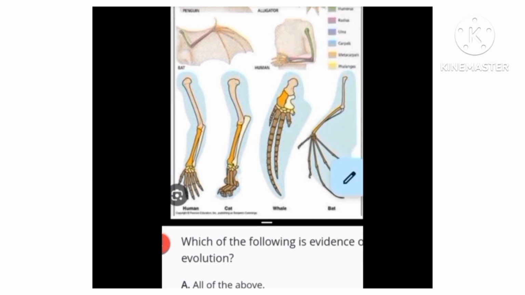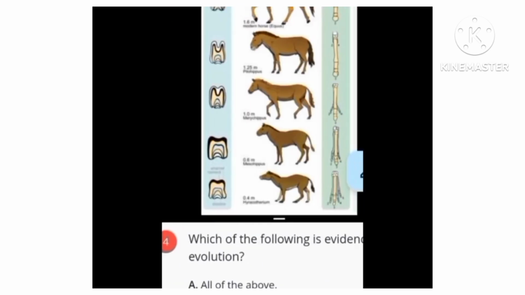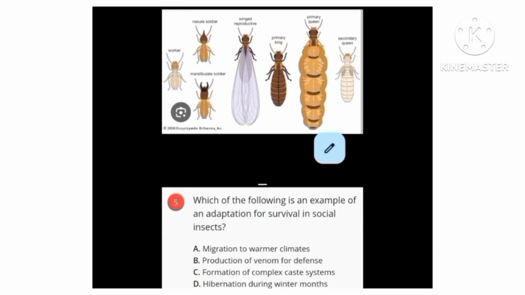The next question. Which of the following is an example of an adaptation for survival in social insects? A. Migration to warmer climates. B. Production of venom for defense. C. Formation of complex castes. And D. Hibernation during winter months. The best option to choose here is C, formation of complex caste systems.